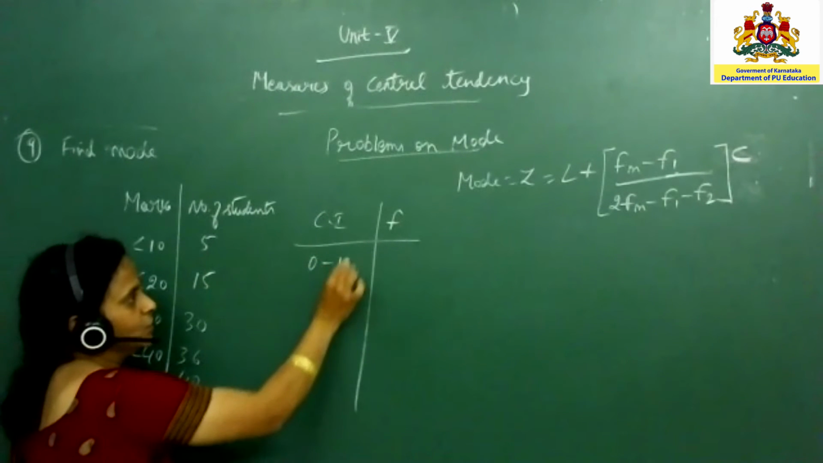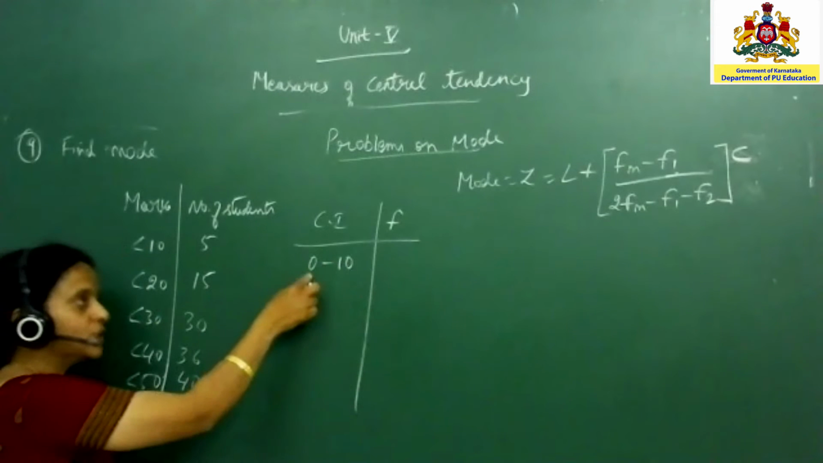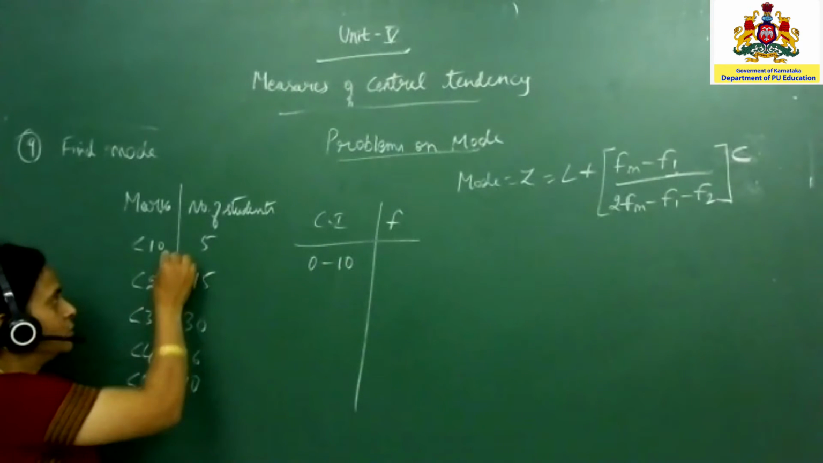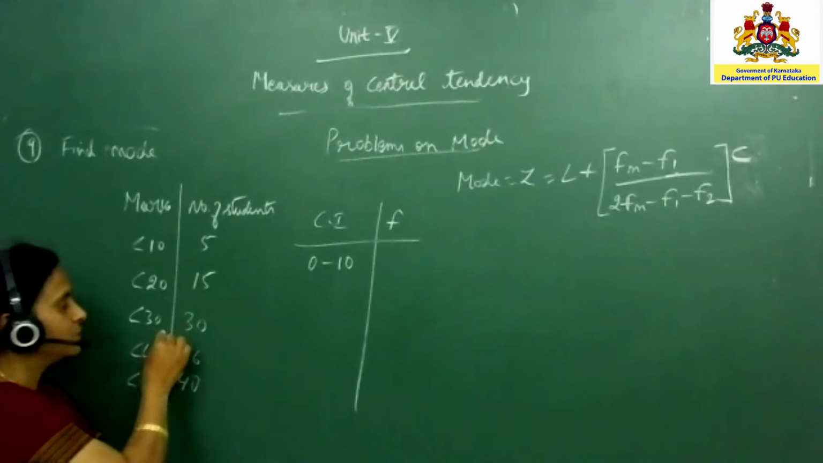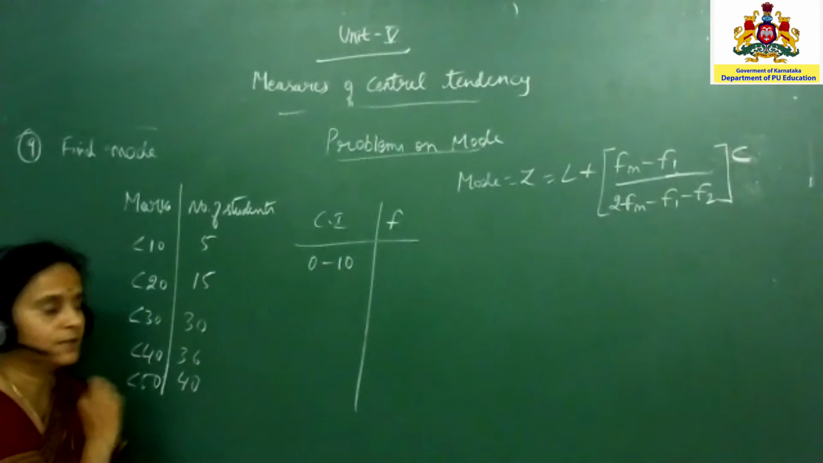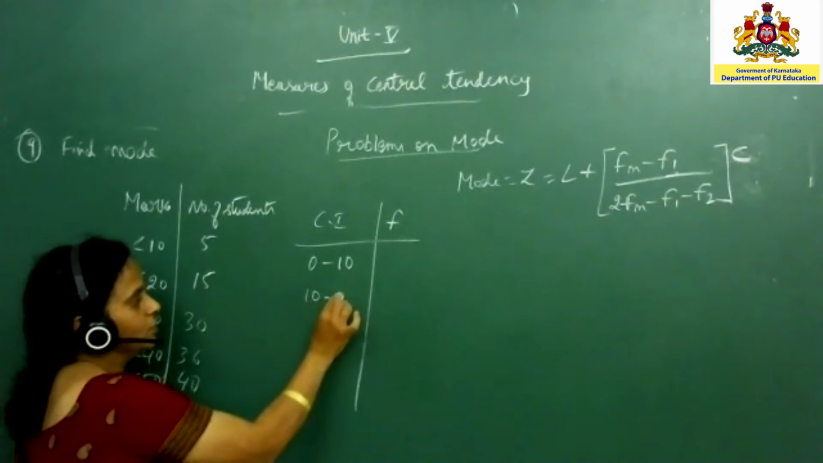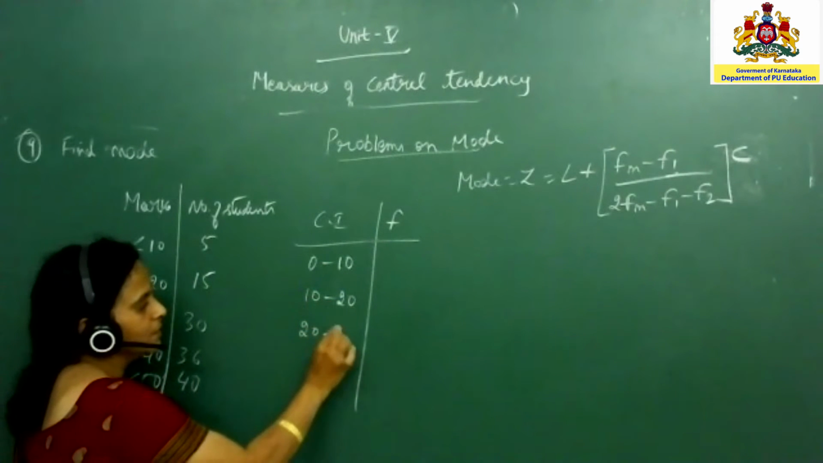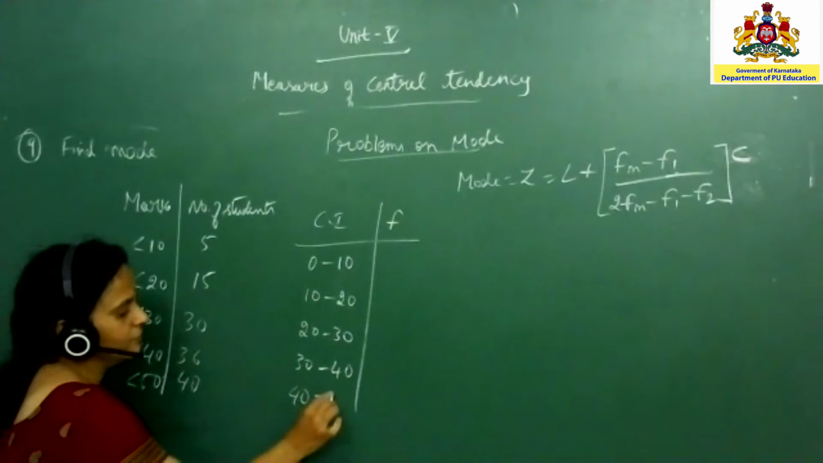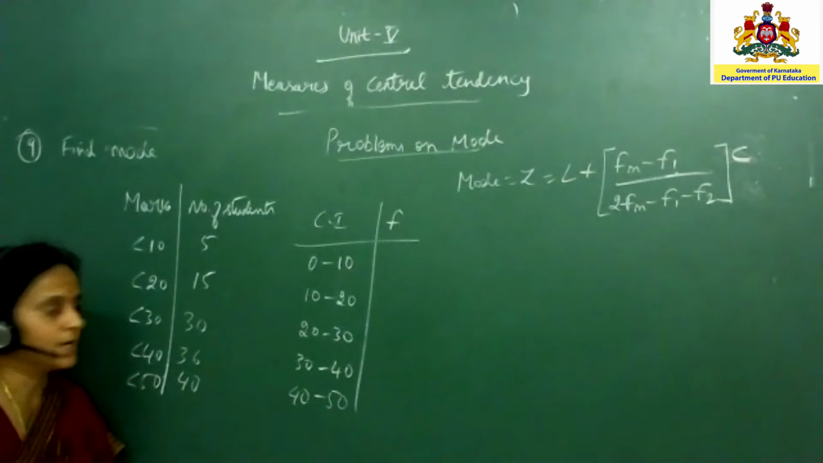I'll start with 0 to 10. Why am I taking 0 only, and not 5 to 10, etc.? We have to see the remaining here. So 10 to 20, 10 is the difference. 20 to 30, 10 is the difference. Based on that difference, I'll start with 0 to 10. Next is 10 to 20, 20 to 30, 30 to 40, and 40 to 50. Right? We are getting 5 class intervals.